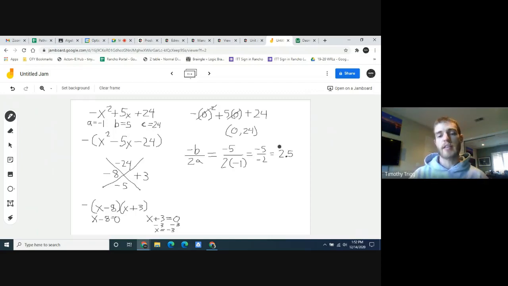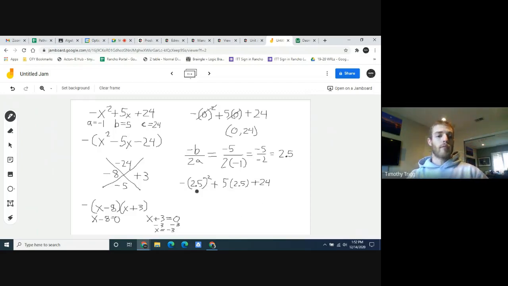So what does this tell us? This tells us the x-coordinate of the vertex, in other words, the x-coordinate of the highest point. To find the y-coordinate, we're going to plug this back into the equation. So I'm going to replace the x's with 2.5. It's going to be -2.5 squared, plus 5 times 2.5, plus 24. The 24 doesn't change because there's no x attached to it.